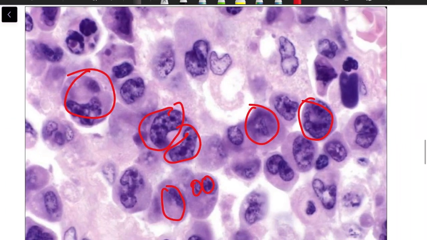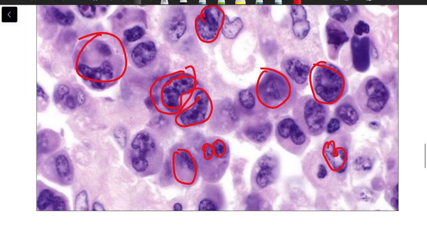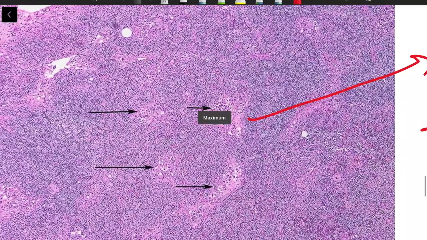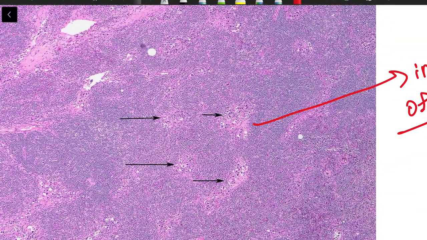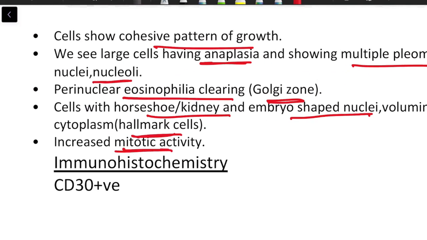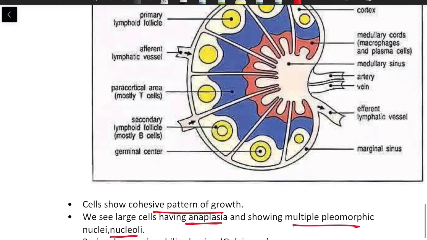As you can see here, these T cells have kidney-shaped nuclei. Here, if I point this out, this is also shaped like a kidney, and this is shaped like an embryo. So these are the shapes which are present here. Also, this T cell lymphoma has a characteristic to infiltrate these lymphoid sinuses. As you can see here, these sinuses have been infiltrated by these neoplastic T cells. And they also have increased mitotic activity.